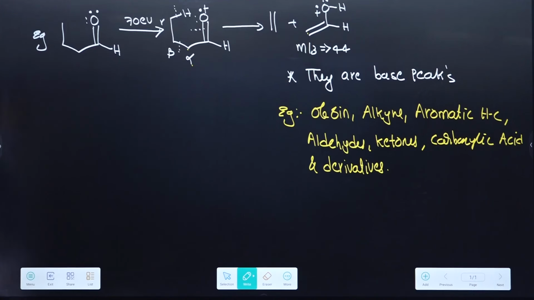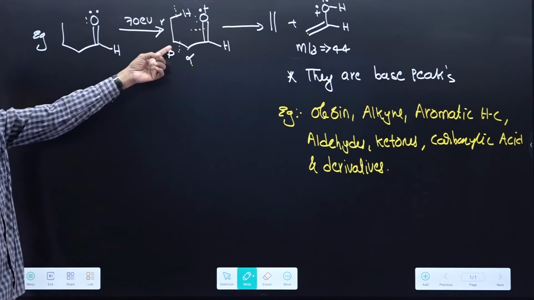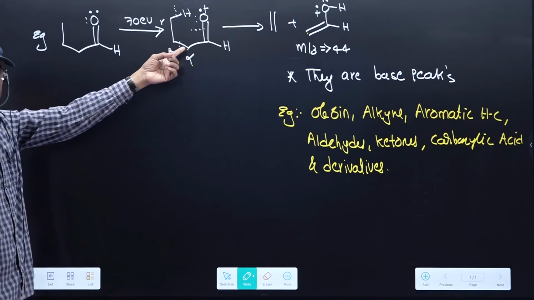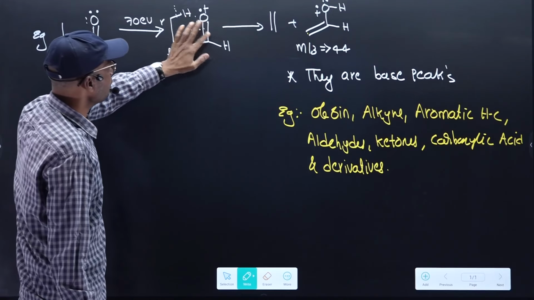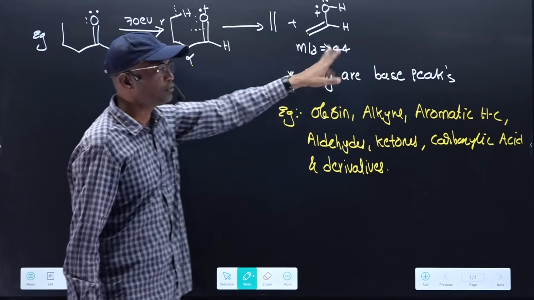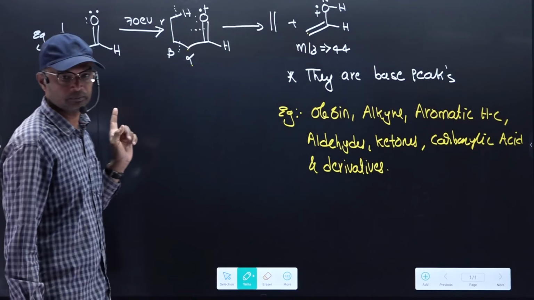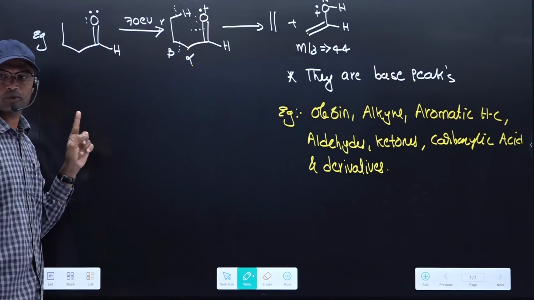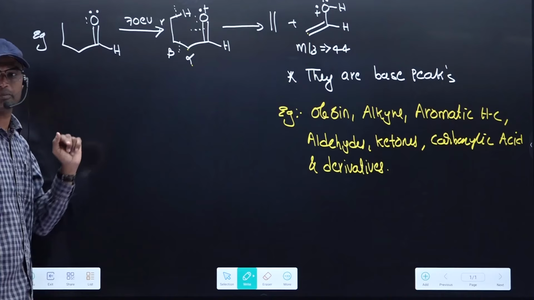Is it aldehyde or ketone? Aldehyde. So when an aldehyde has a gamma carbon with hydrogen, then it will give a base peak at 44. You remember this one: aldehydes will give a base peak at 44. That is a McLafferty fragmentation peak.